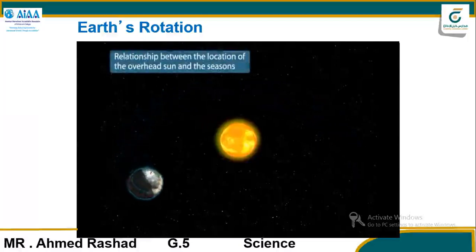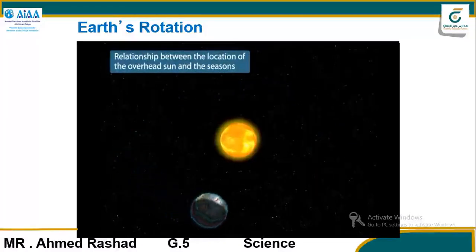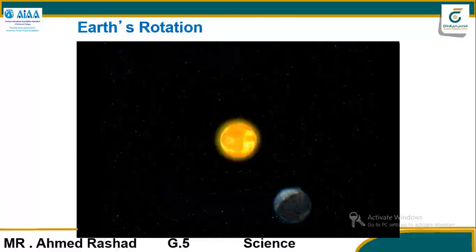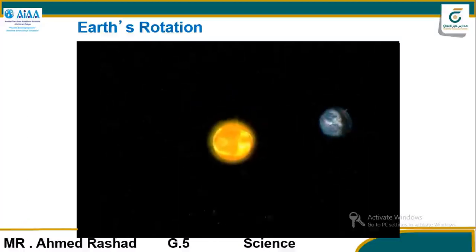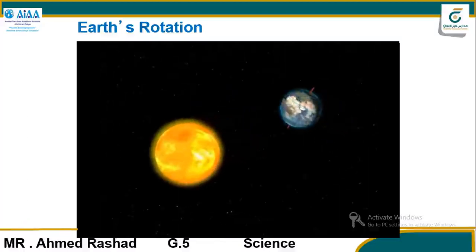Relationship between the location of the overhead sun and the seasons. Similarly, the revolution of the Earth and the tilting of the axis results in different angles of the Sun during different periods. When the Sun is directly overhead, we call this the overhead sun.